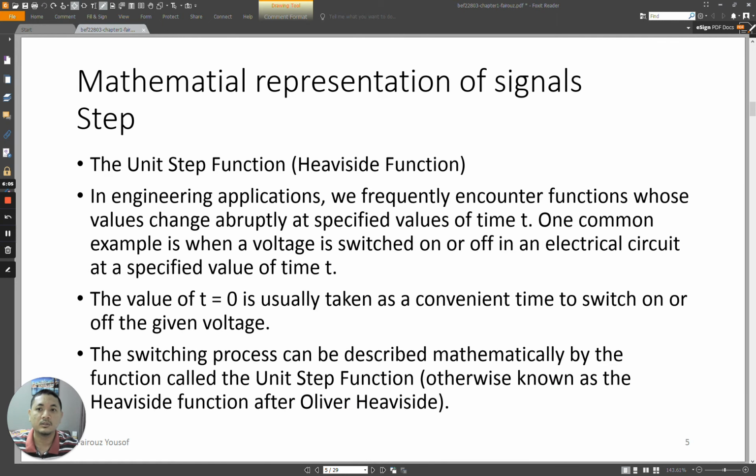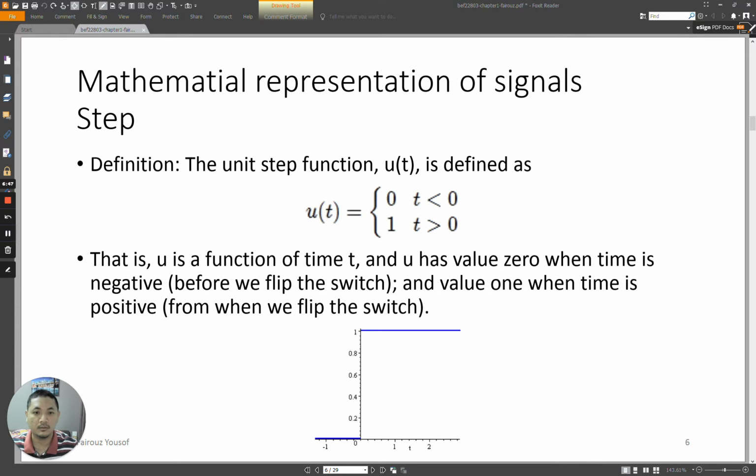Alright, so next, mathematical representation of signals. Okay, the unit step function or Heaviside function, right? In engineering applications, we frequently encounter functions whose value changes abruptly at specified values of time. One common example is when the voltage is switched on or off in an electrical circuit at a specified value of time. Alright, so meaning that the unit step function is very common in engineering applications, right? The value of t equals 0 is usually taken as a convenient time to switch on or off the given voltage.